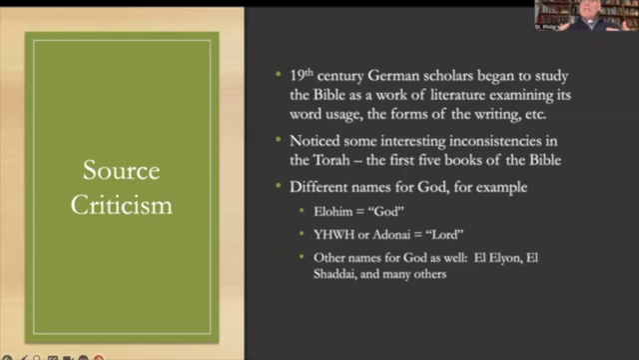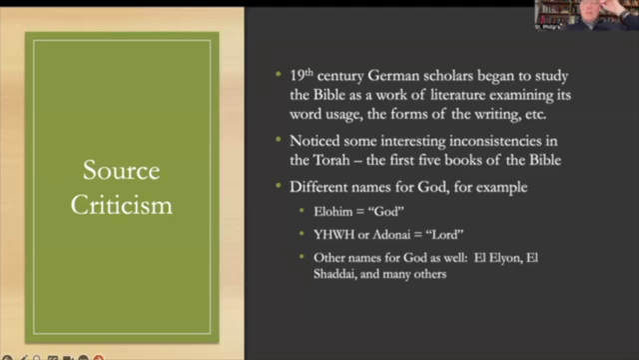Well, these scholars began to study the Bible as a work of literature as well, looking at the word usage, the forms of the writing, and they noticed some interesting inconsistencies in the Torah in these first 5 books. For example, there are different names for God.